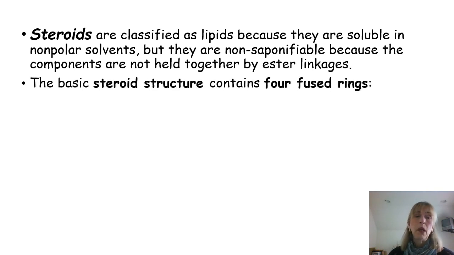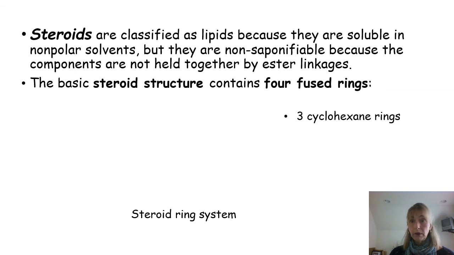Saponification was a reaction of esters. The basic steroid structure you need to be familiar with. You need to be able to pick it out. It contains 4 fused rings. Fused means they're joined together. Let's look at a steroid ring system. The steroid ring system has 4 fused rings. Who are they? We're going to see 3 cyclohexane rings. Remember what cyclohexane is? 6 carbons, cyclic structure. We're going to see 3 of those, and then 1 cyclopentane, so a 5 carbon ring. And they're all fused together in the following manner.